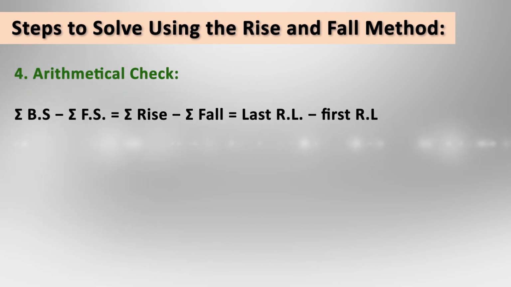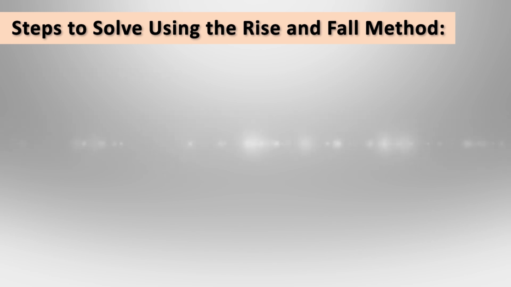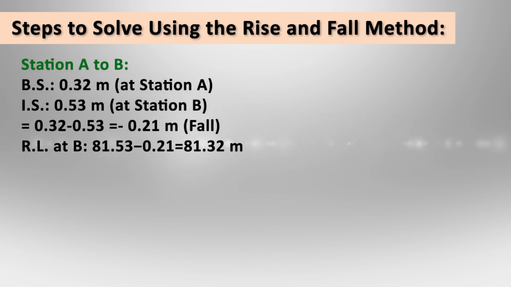And after that we will perform the arithmetical check. The arithmetical check for the rise and fall method would be: sigma backsight minus sigma foresight should be equal to sigma rise minus sigma fall, which should be equal to last reduced level minus first reduced level. So, we will solve accordingly.